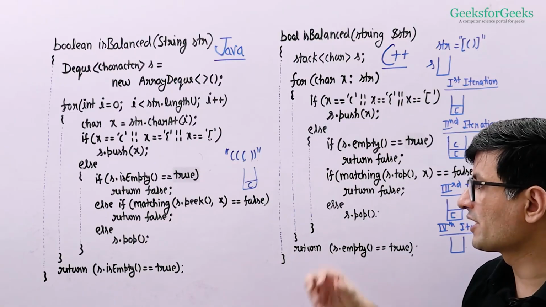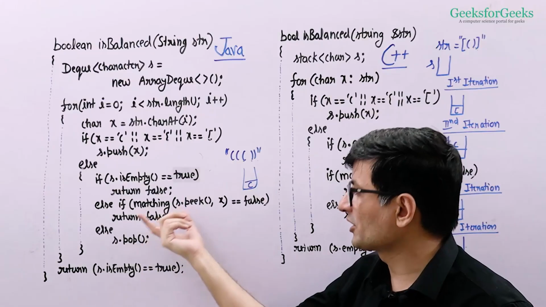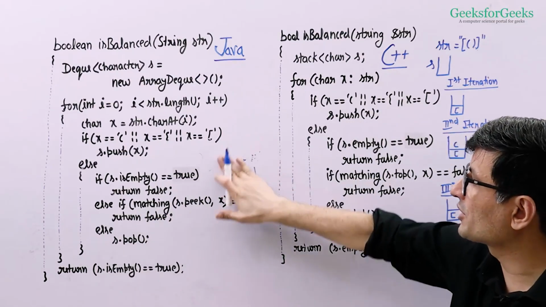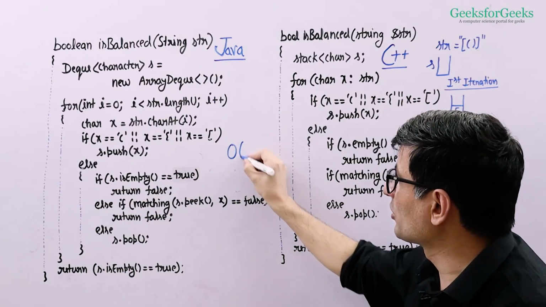Stack operations like push, isEmpty and isMatching are also constant, peek is also a constant operation, pop is also constant. All these operations are clearly constant. So the overall time complexity of this solution is big O of n.